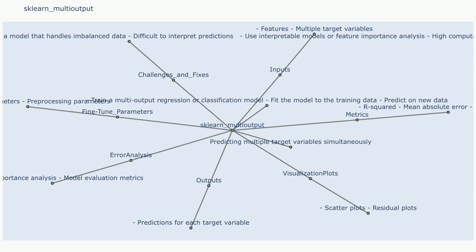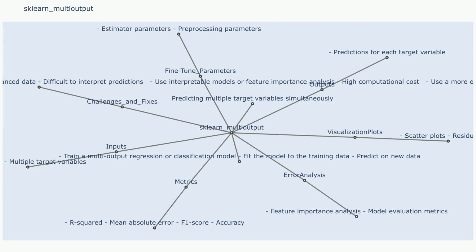Visualization plot 2. Explain in detail. Residual plots. You can also plot the residuals, the differences between predicted and actual values, for each target variable to check for patterns or trends that might indicate problems with the model.